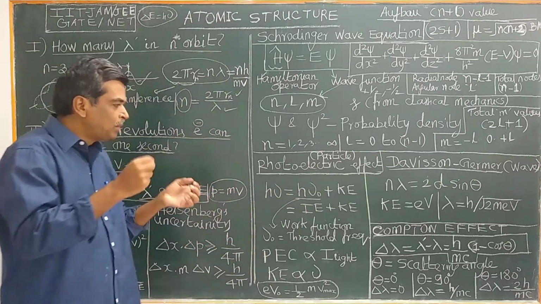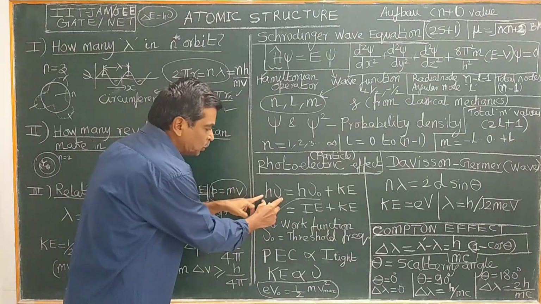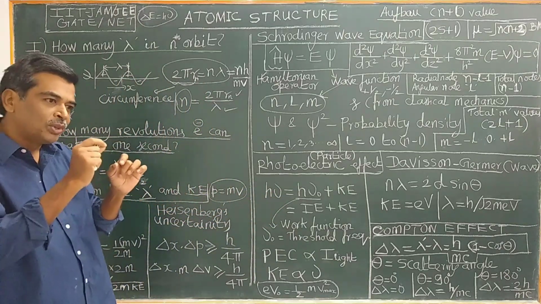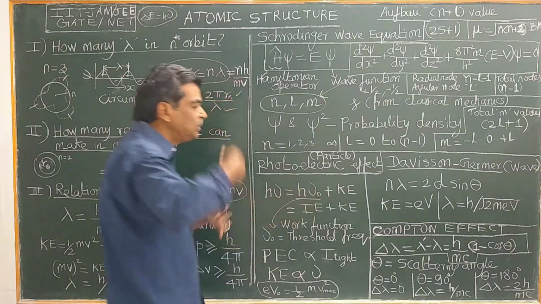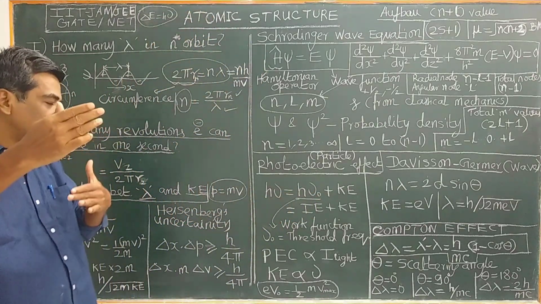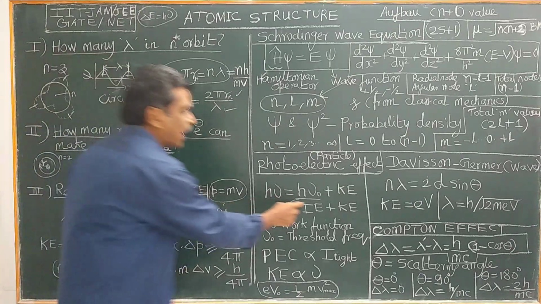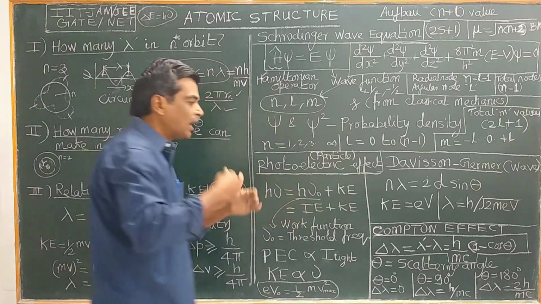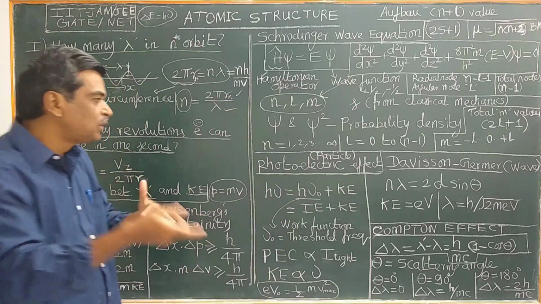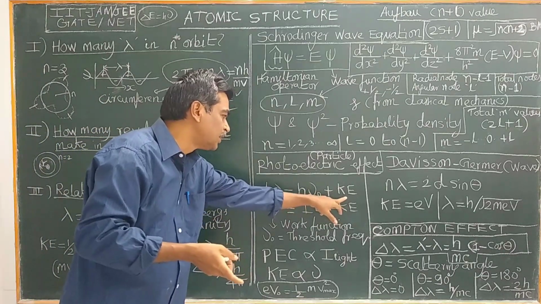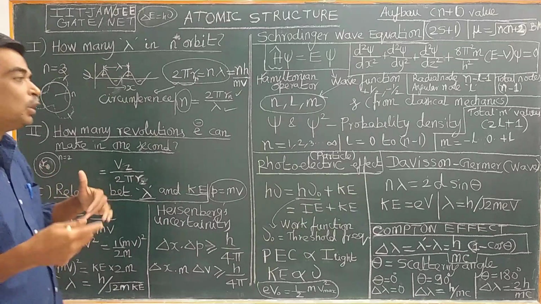For example, you are giving a quantum of energy h nu in the form of light radiation. A part of the energy is used for dislodging the electron, for removing the electron from the atom. That is the ionization energy. And the rest of the energy is transferred to the electron as kinetic energy. This was his famous equation. It earned him a Nobel Prize.